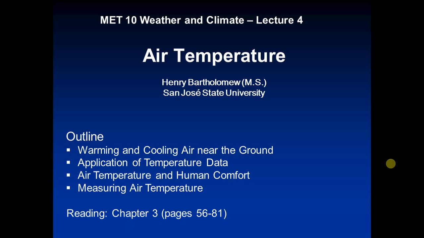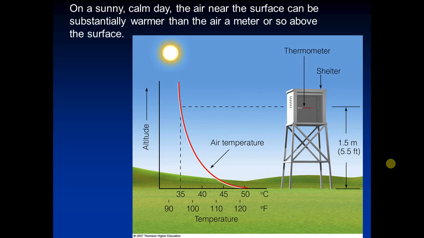So, let's start the discussion by talking about how on a sunny day with calm winds, the air near the surface can be substantially warmer than the air a meter or so up. Okay, in the United States, official weather measurements are taken at an elevation of about 5.5 feet, 1.5 meters.